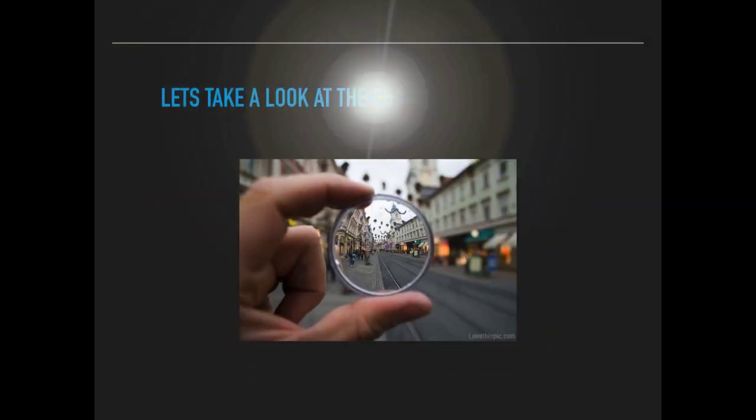All right, so let's take a look at some chart examples exactly to kind of illustrate what I'm talking about here.